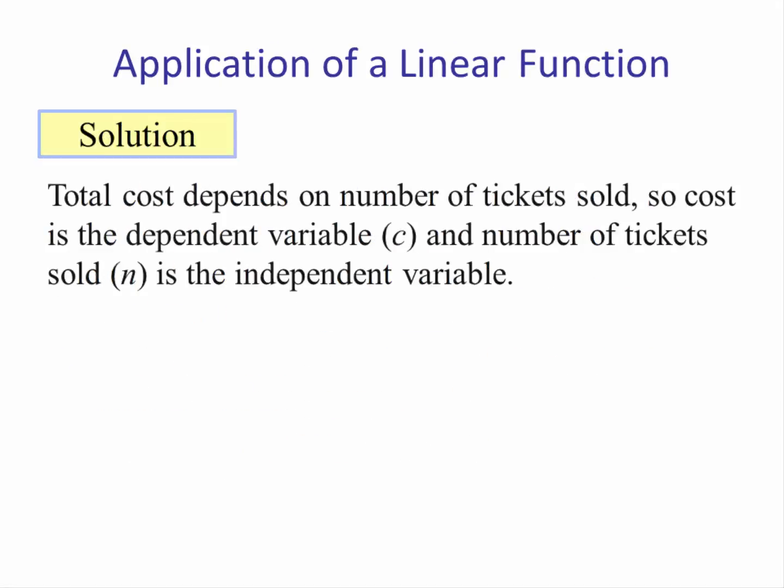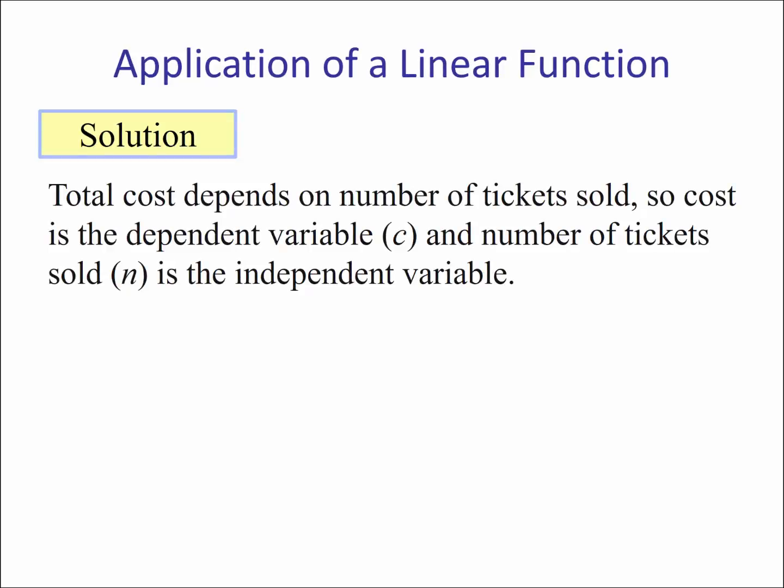Our first step is to identify the independent and dependent variables. The total cost depends upon the number of tickets sold. So cost is the dependent variable. It depends upon the number of tickets sold. So for this example, I'm using C for the dependent variable and N, number of tickets sold, as the independent. So if we were to write this as an ordered pair, it would be (N, C). N is the independent, C is the dependent.